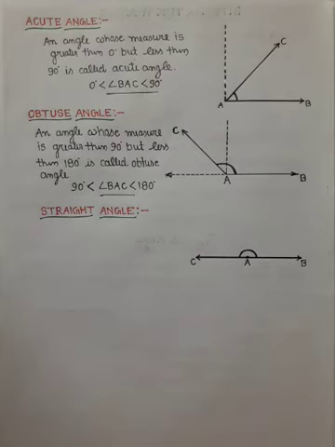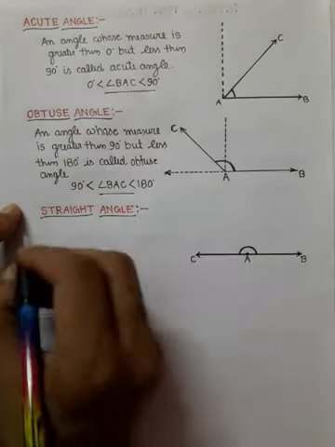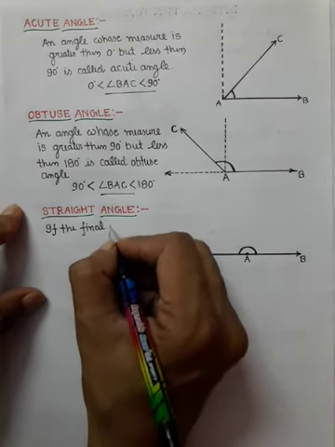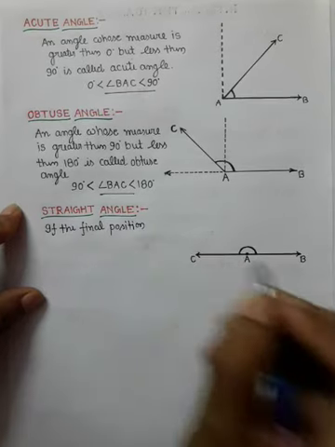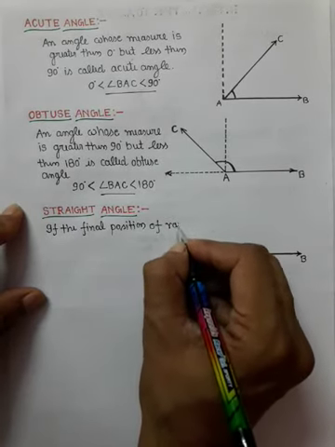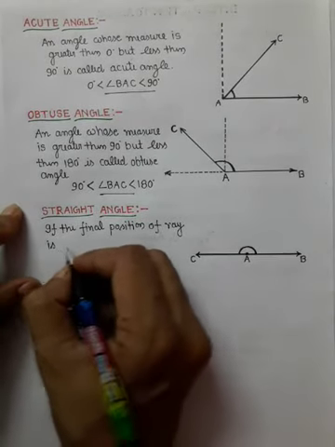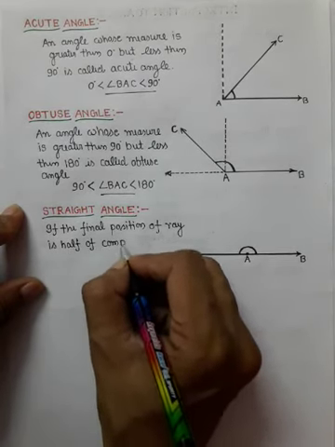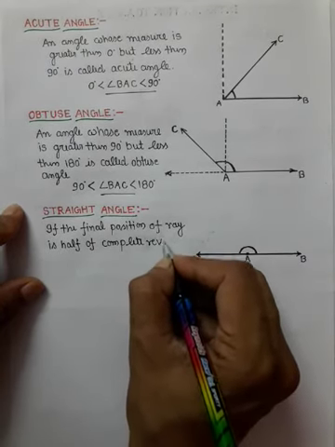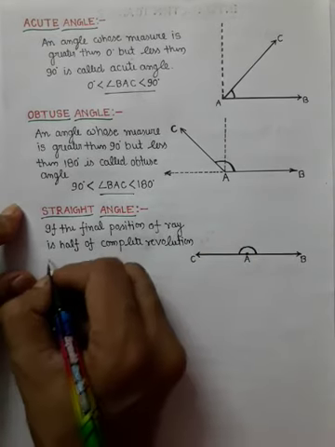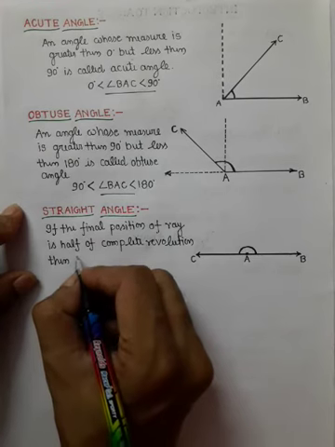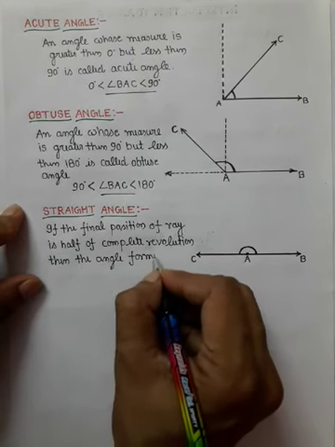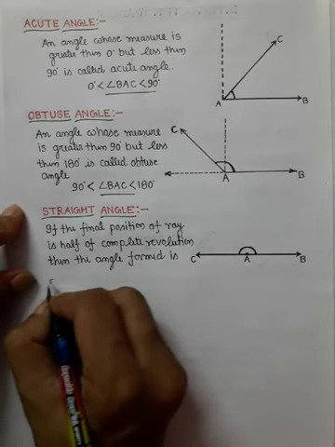If the final position of the ray is half of the complete revolution, then the angle formed is a straight angle.